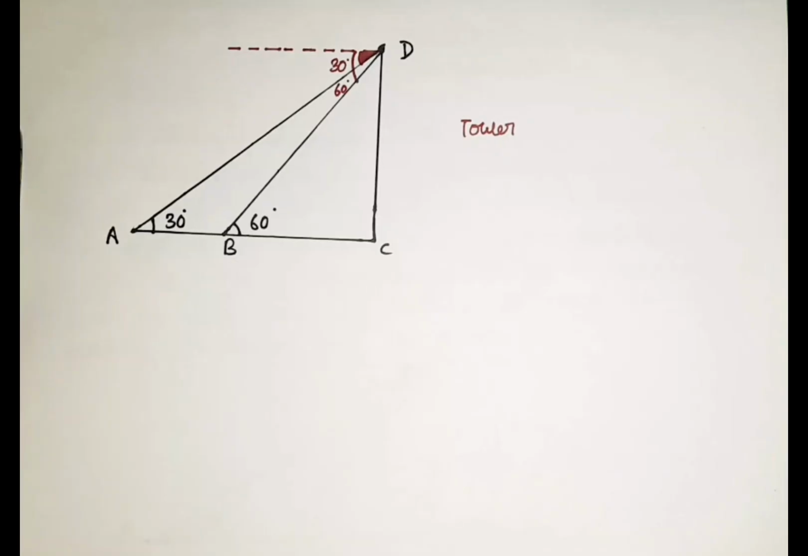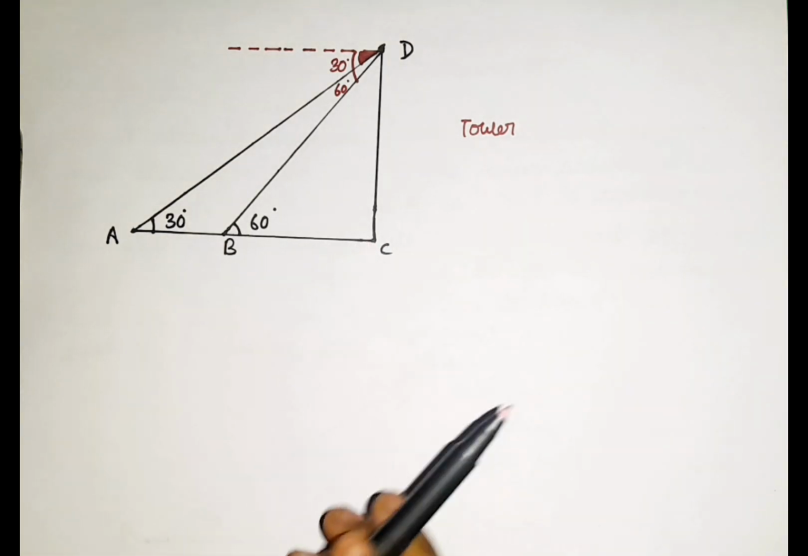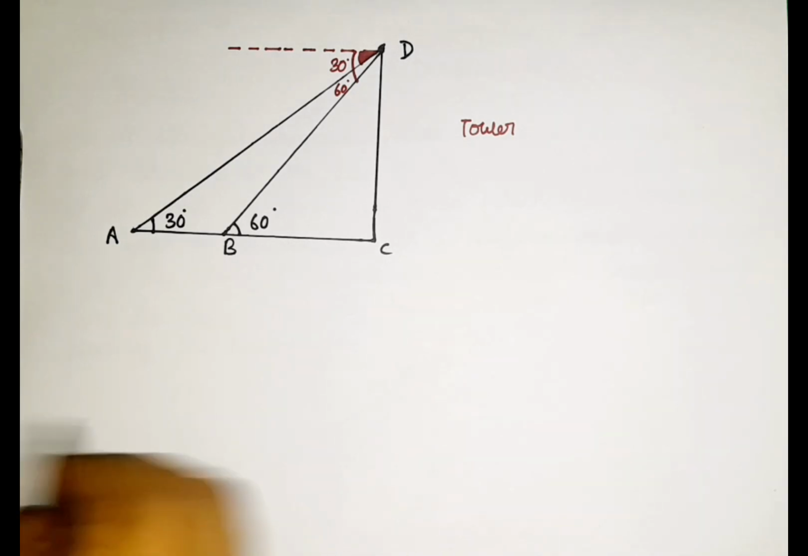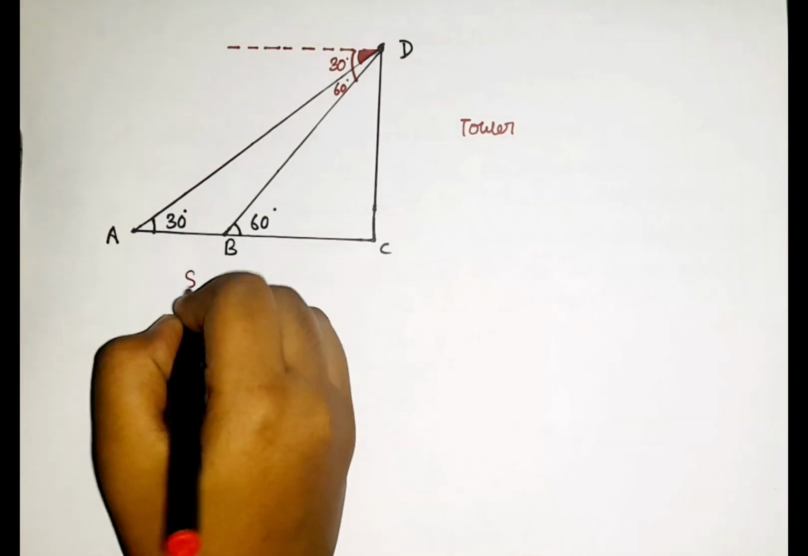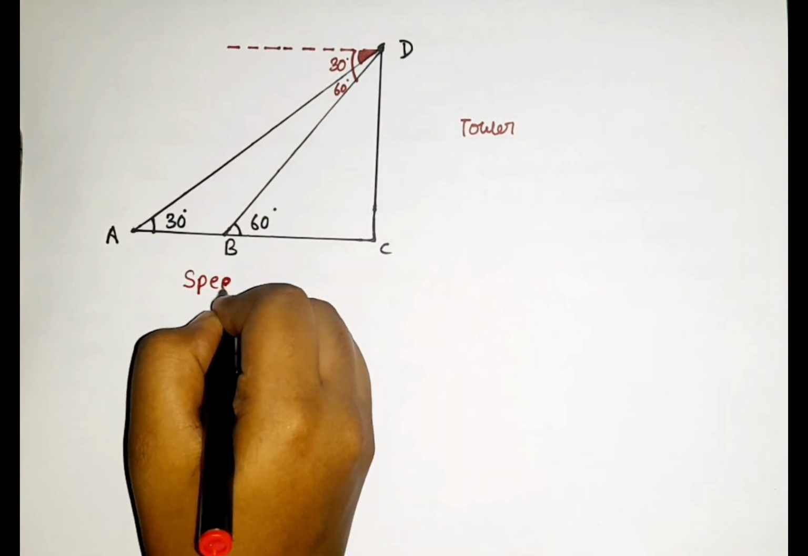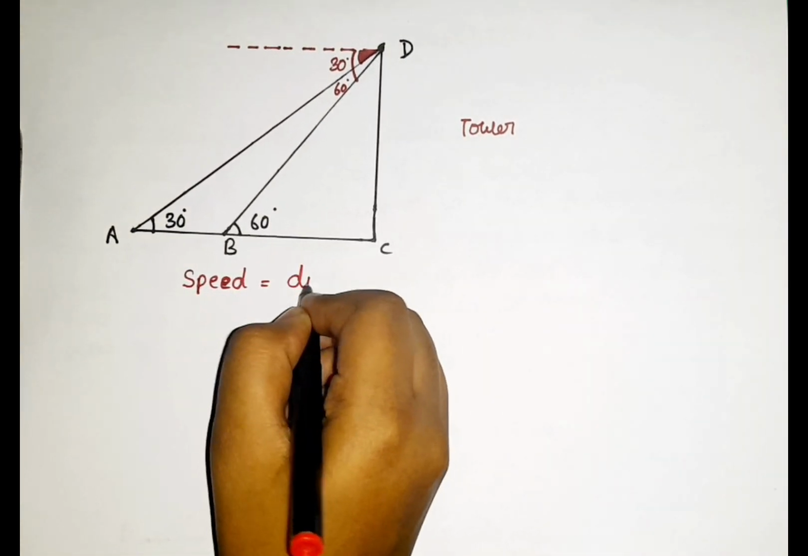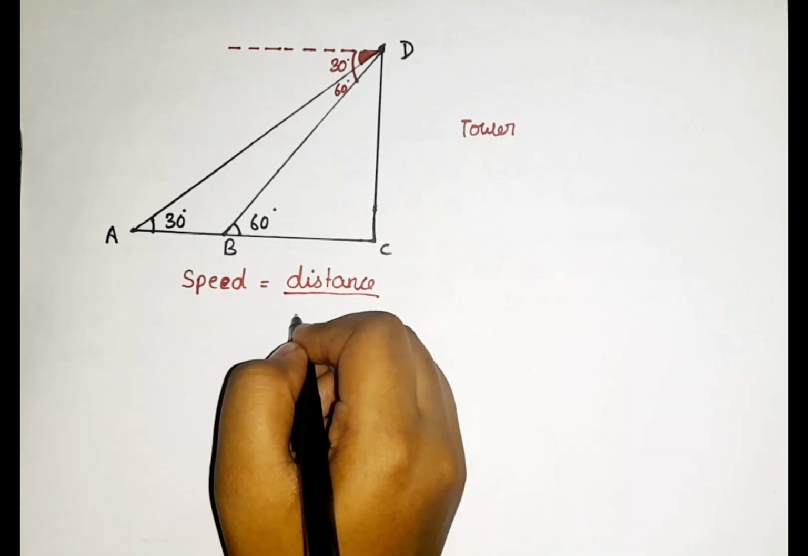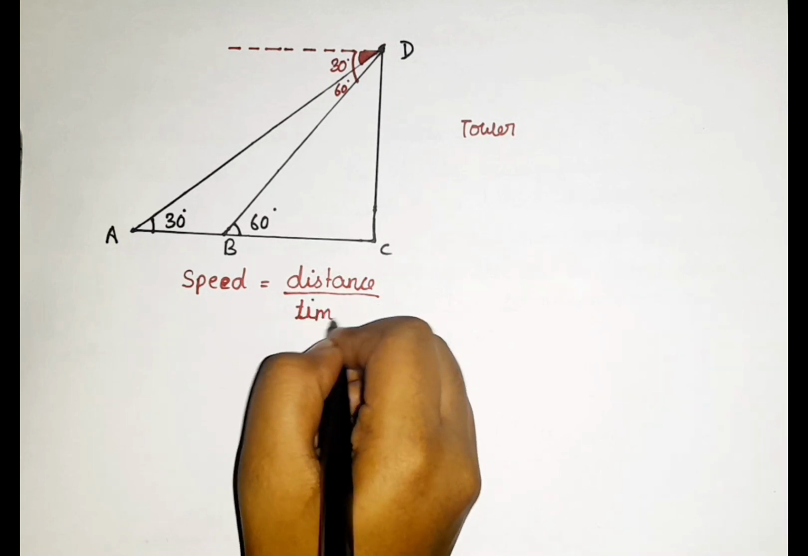Okay, alright guys, so I just drew the figure again. Here, since we are supposed to find the time taken by the car to reach the foot of the tower, remember guys, whenever they talk about time, we should know one formula, that is speed is equal to distance by time. Whenever they talk about time, we should remember this formula.